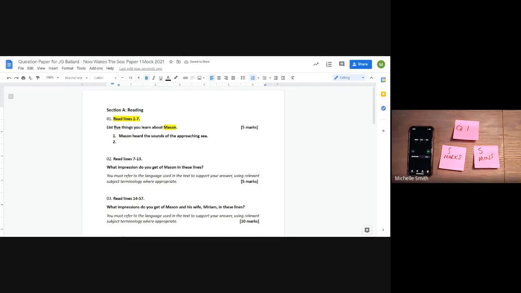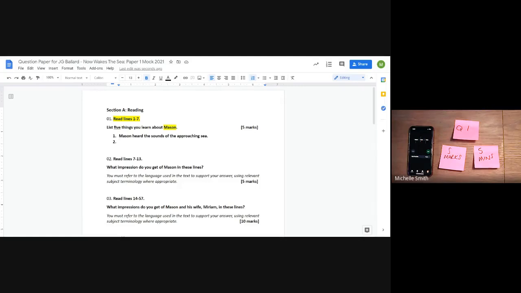Ready to do my next one. Remember, in this question, it can be explicit information, so it can be lifted directly from the text. It could also be implicit information, so it could be what is inferred by some of those lines that you read. But you must remember, for question 1, it's 5 marks, and you shouldn't spend any more than 5 minutes on this question. 5 marks, 5 minutes, 5 different things.